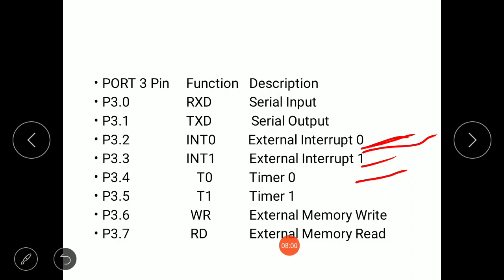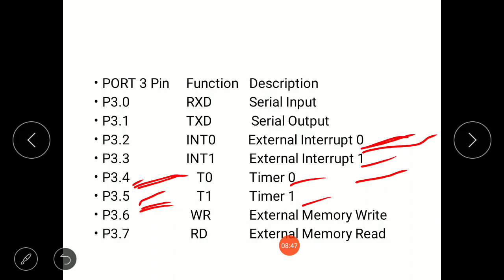Now next comes the port 34 and port 35 pins. These are the 14th and 15th pins of the 8051 microcontroller pin configuration. These are for timer 0 and timer 1 external input. The P34 and P35 pins can be connected with a 16-bit timer or counter. I'll be discussing the timer and counter in my later lectures. For now, just get the idea that the 16-bit timer and counter can be connected to the P34 or P35 pin.